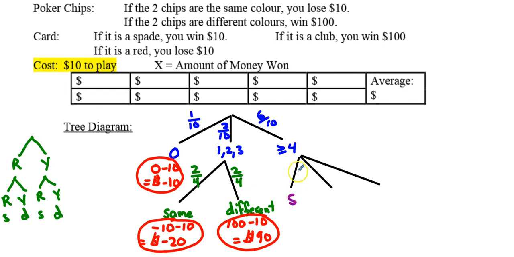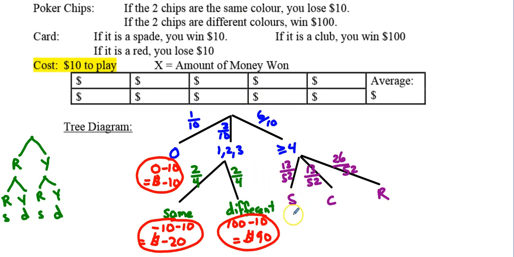So drawing a spade, that's 13 over 52. Drawing a club, that is 13 over 52. And a red card is 26 over 52. Now some of you might ask, can you just write 1 over 4, 1 over 4, and 1/2? Yes, you can. Same way over here, 2 over 4 and 2 over 4 are both 1/2. So you could have just put 1/2 for each of these. So it doesn't matter if you put your fractions into lowest terms here or just do it at the end.